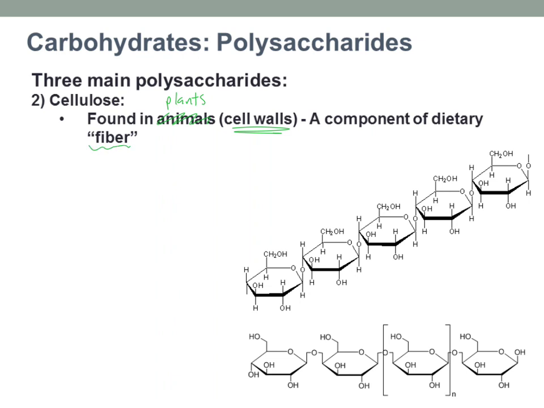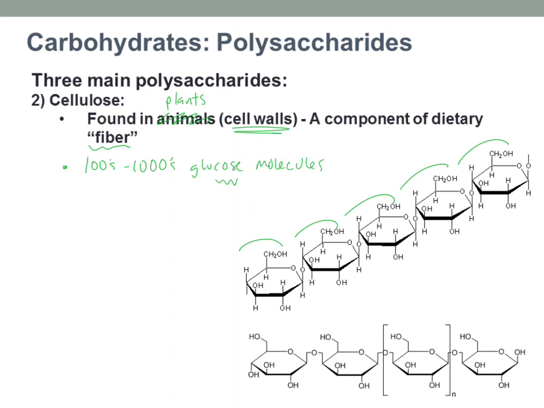and this is one of the things that we might call fiber in our diets. When you find fiber on your nutritional list, that's one of the components that we're talking about. Fibers are just indigestible things that you eat. So cellulose would be one of those. And again, if you look at all of these monosaccharides that make up this polysaccharide, this is just a whole bunch of glucose molecules. So this is, again, hundreds to thousands of glucose molecules put together.